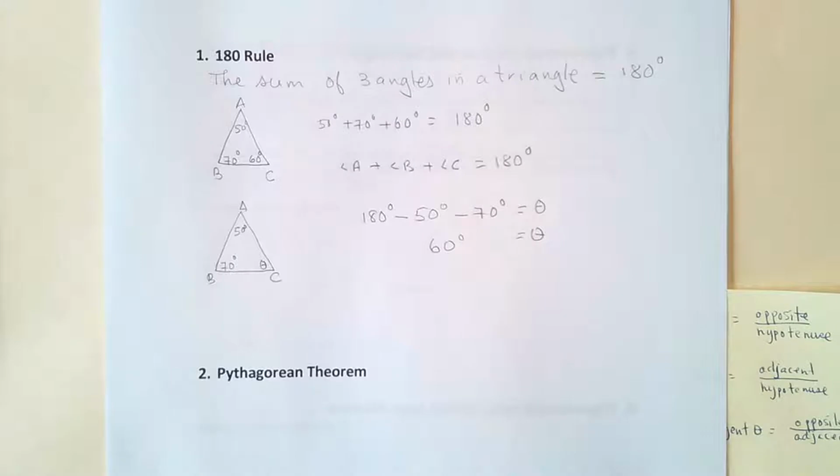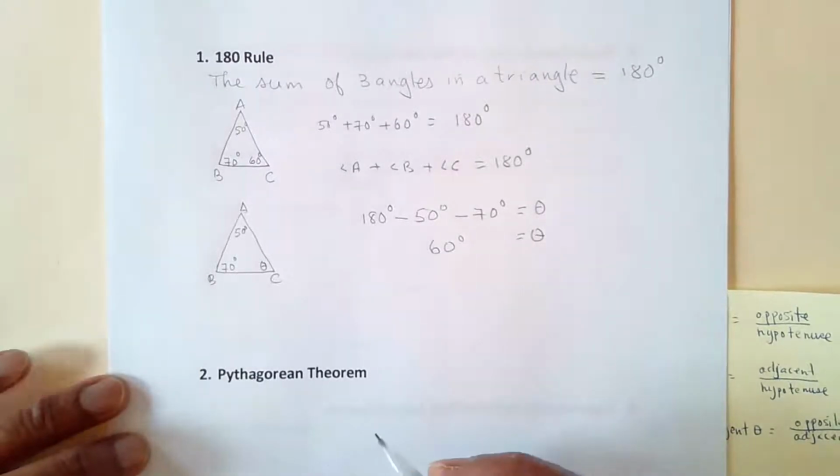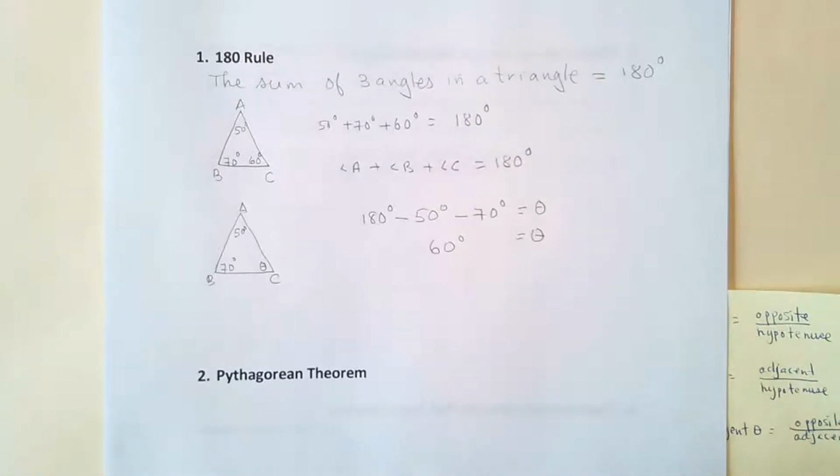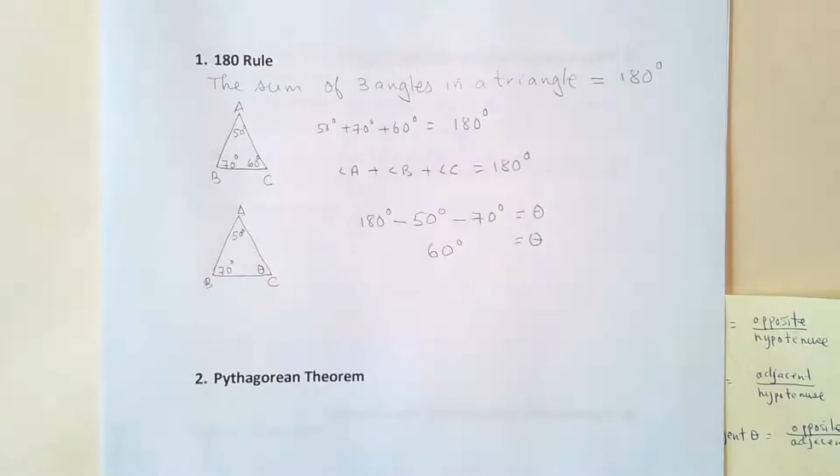And remember, we said there are four types of triangles. We have the isosceles triangle, where two sides are equal. We have the scalene, where none of the sides are equal. The right angle triangle, where one of the angles is 90 degrees. And then we have the equilateral, where all three sides and all three angles are equal.